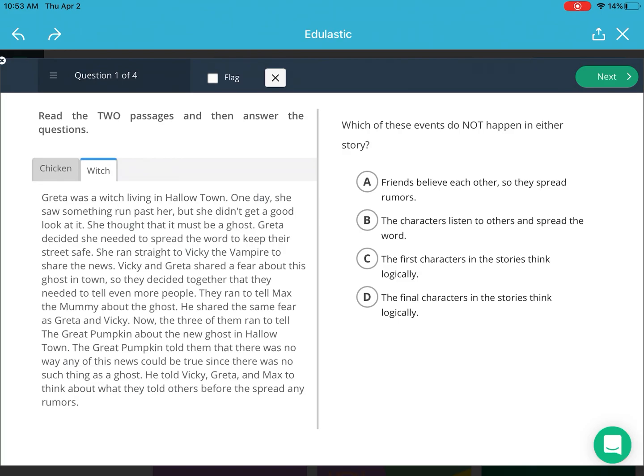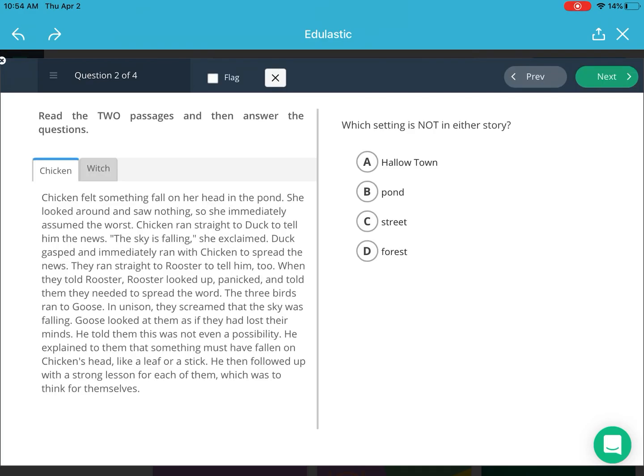Which of these events do not happen in either story? Make sure you pay attention to that word in all caps, not. And then we'll go to question 2. Which setting is not in either story? We'll go ahead and use what you learned from the passages to answer that question.